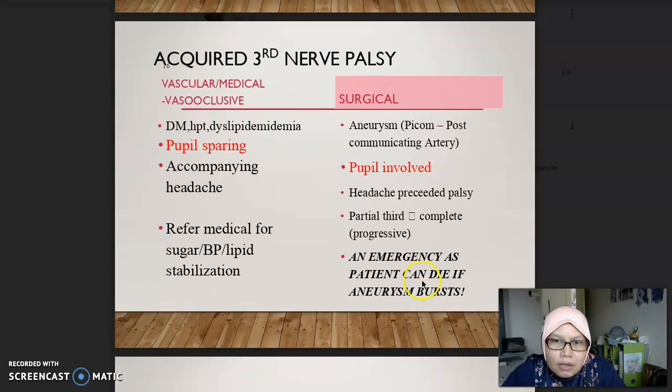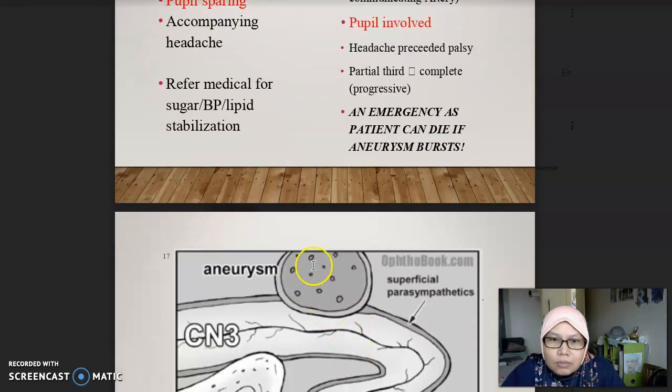So we call it surgical third nerve palsy because it involves something that needs an operation, for example an aneurysm. The main thing in surgical third nerve palsy is that the pupil is involved, meaning the pupil is dilated. Headache or no headache is not a very distinguishable factor because it depends. Sometimes both have headache. So this is an emergency, as the patient can die if the aneurysm bursts.